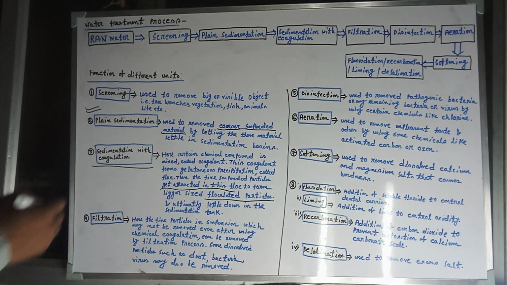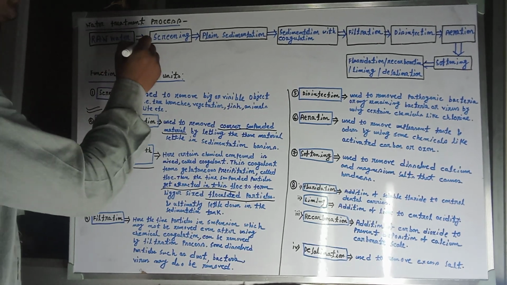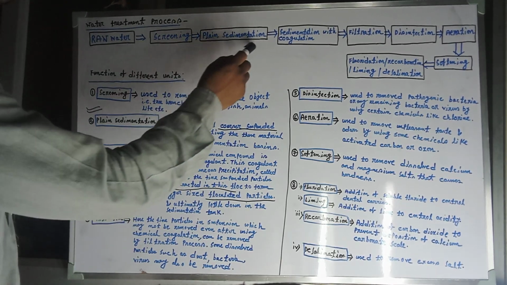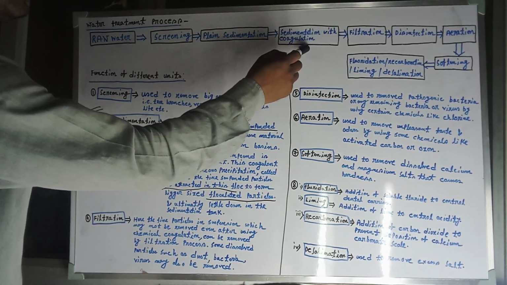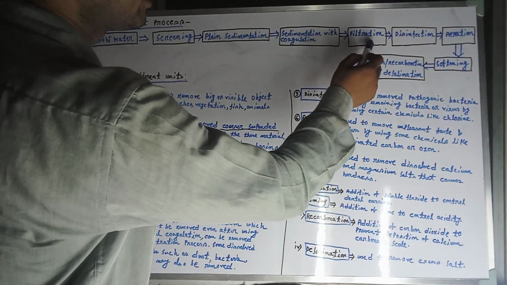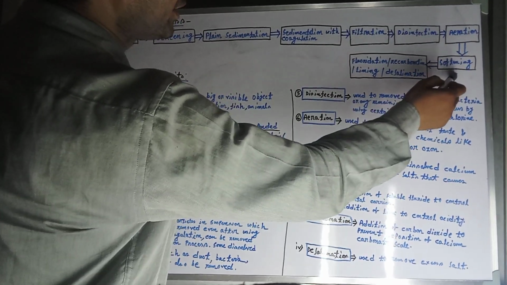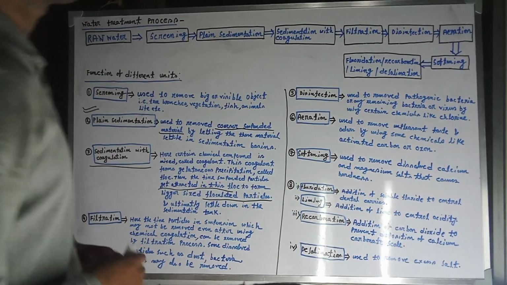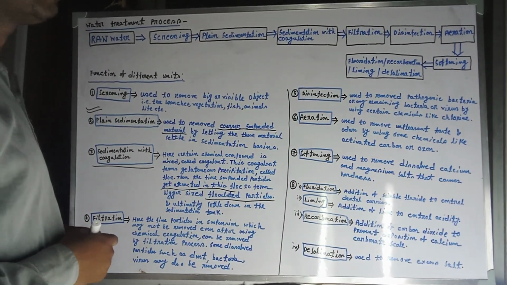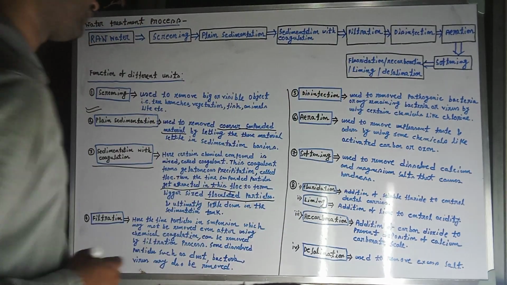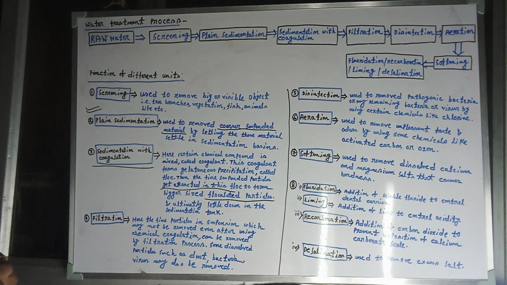First of all, raw water is taken from an intake like a river and then it is sent to the screening process. Next, the water is sent to the plain sedimentation tank. After that, the water is sent to sedimentation with coagulation. Next, the filtration process. After that, the disinfection process. Next, the aeration process. After that, the softening process. After that, we will give some special treatment to the water if required. That is fluoridation, recarbonation, liming and desalination. So this was a brief idea, or flowchart, of the water treatment process.